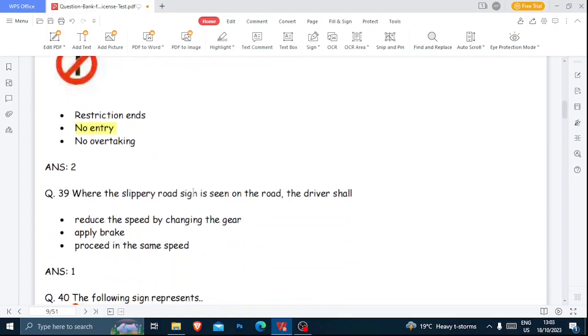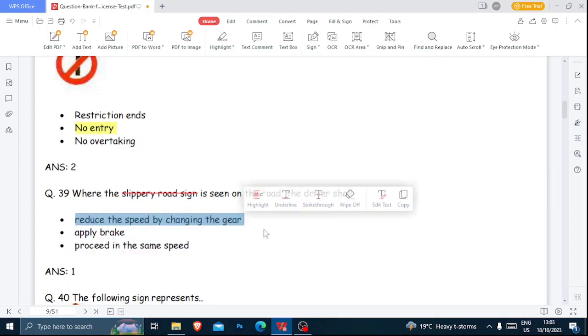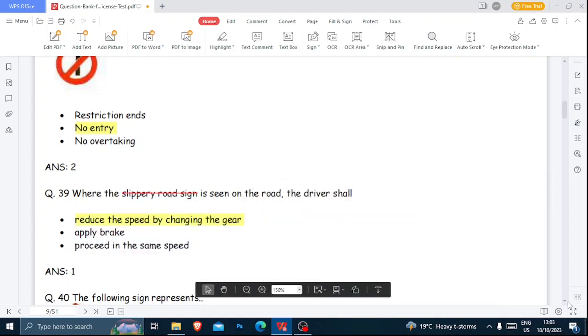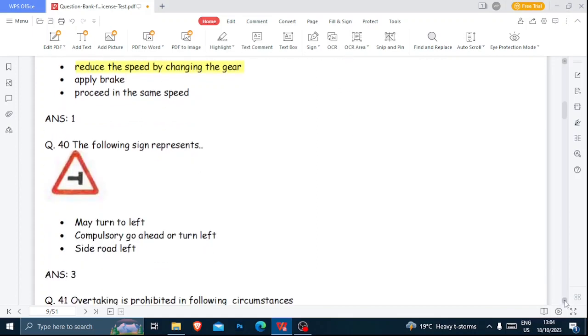Where the slippery road sign is seen on the road, the driver shall, option A, reduce the speed by changing the gear. B, apply brakes. C, proceed at the same speed. Now if you see the slippery road sign, what should you do? Definitely you need to reduce speed. So you reduce speed by changing the gear. At that point you are to change down from a high gear to a low gear. And also there is a great amount of caution required for you to navigate a slippery road.